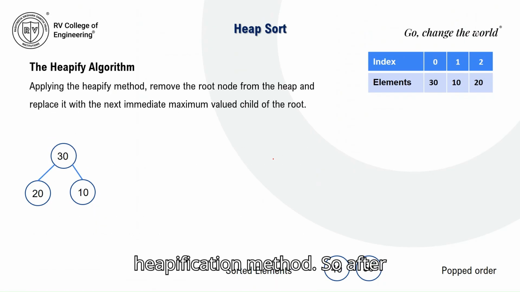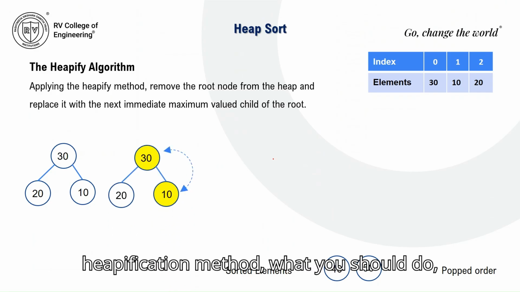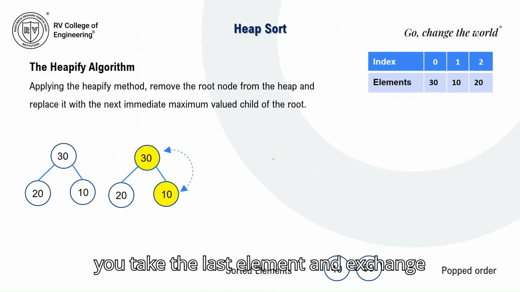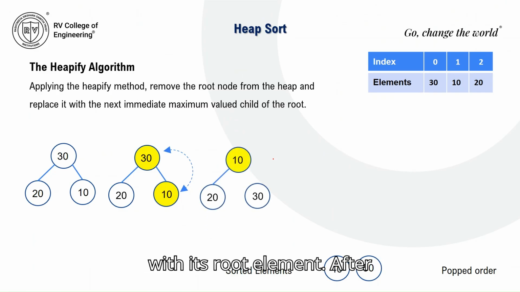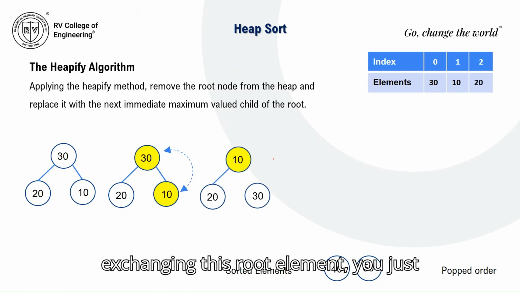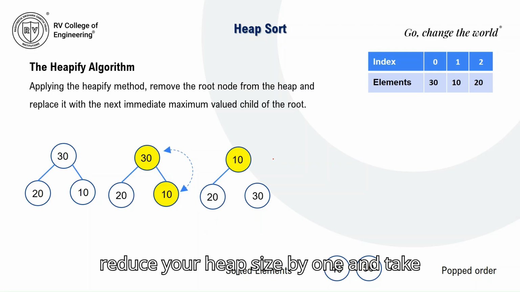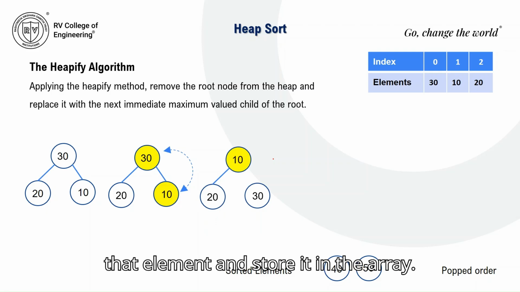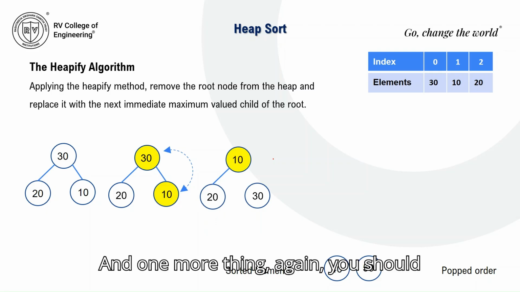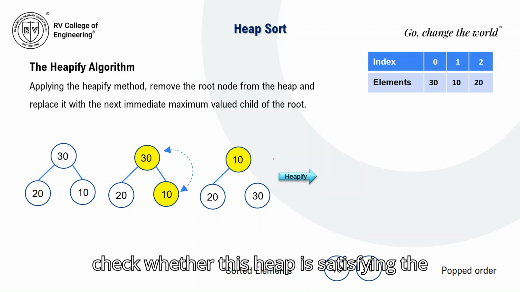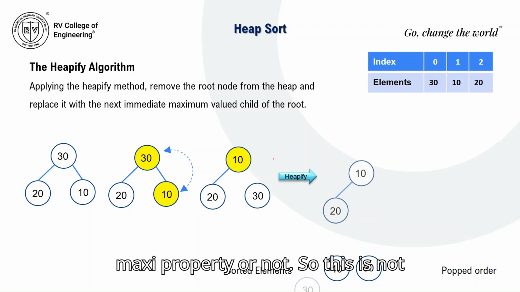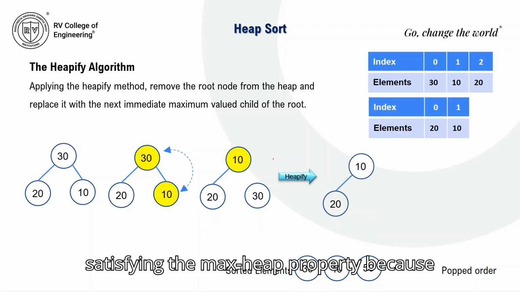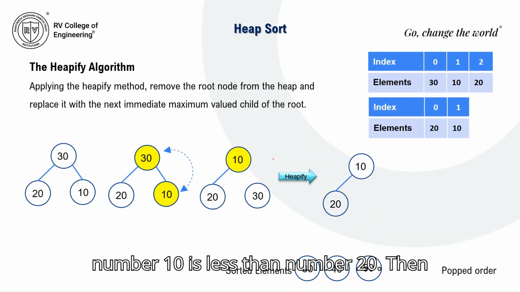Again, you call the heapification method. So after the heapification method, what should you do? Take the last element and exchange it with the root element. After exchanging, you reduce your heap size by 1 and take that element and store it in the array. And one more thing, again, you should check whether this heap is satisfying the max heap property or not. So this is not satisfying the max heap property because number 10 is less than number 20.